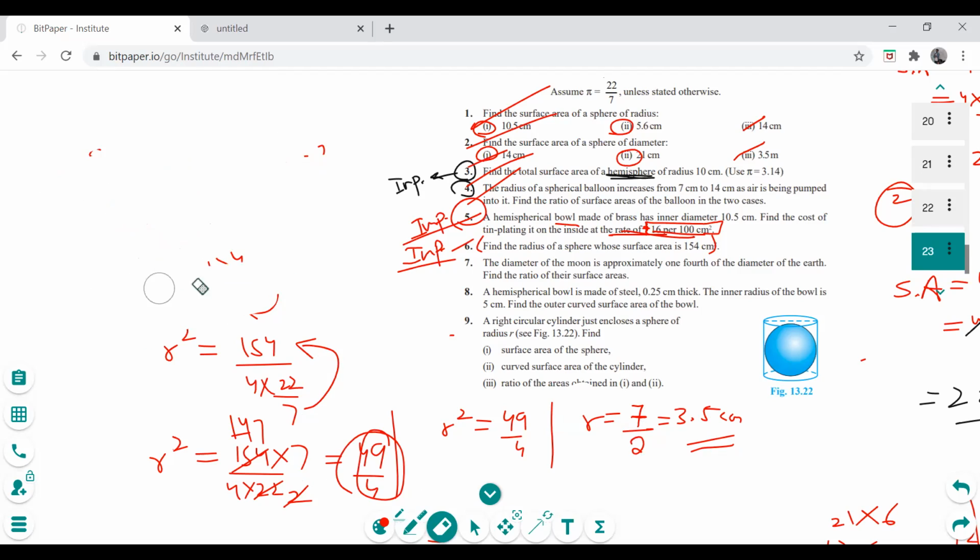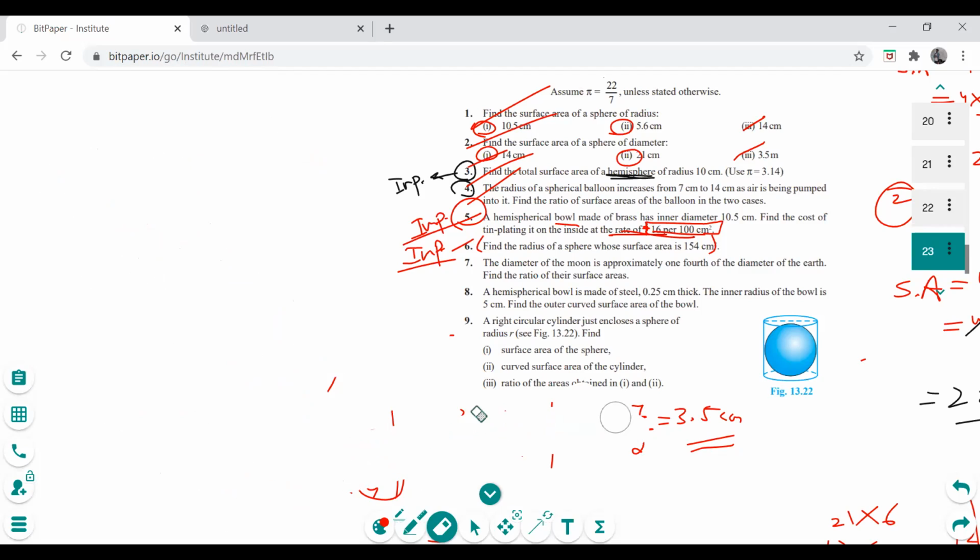Okay, and the next one is not that important, but we will do it. It is a good one. My goal for today is to finish this exercise so that we can start from volume for the next class. So let's go for the 7th one.